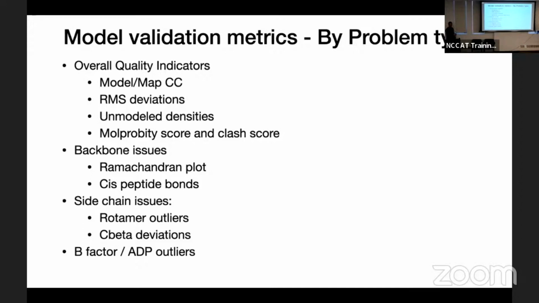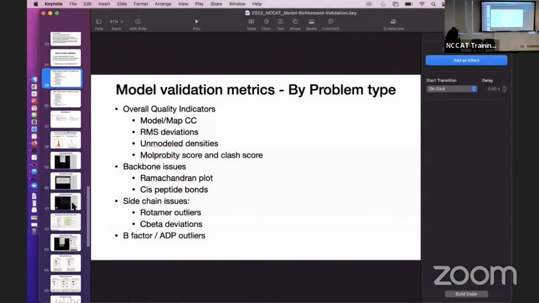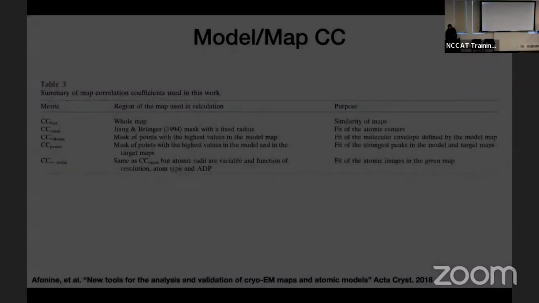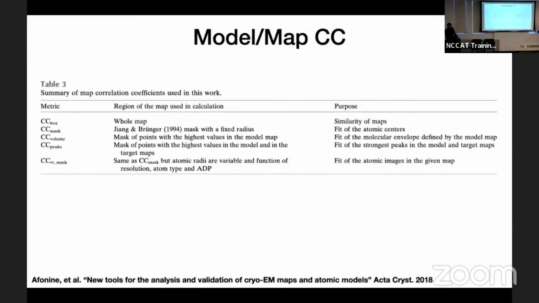MolProbity is a great validation tool. The overall MolProbity score and the clash score are both useful things to look at. Ramachandran plot, cis peptide bonds, side chain rotamer issues, and B factor issues. Let's try to get through a few of these. I might just jump around to hit some highlights.